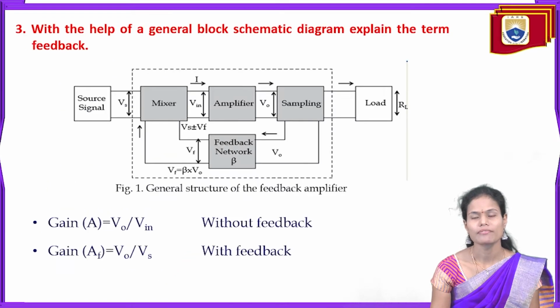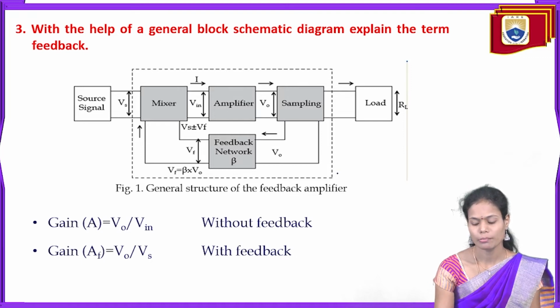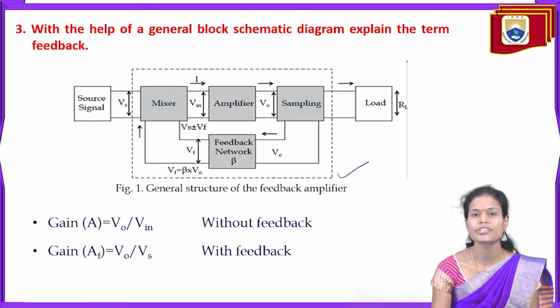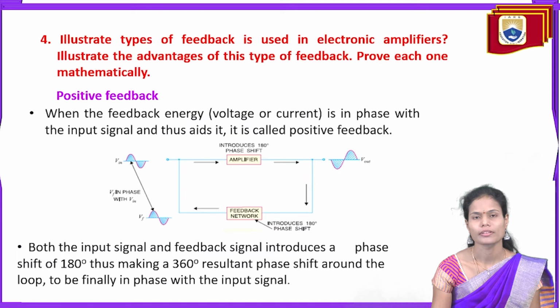Next one is, with the help of a general block schematic diagram, explain the term feedback. So the same feedback amplifier whatever we used in the previous slide, I have considered here. Each and every block of this particular schematic diagram we need to explain in detail, and also we need to calculate the open loop gain as well as the closed loop gain of the amplifier. And next up, illustrate the types of feedback used in electronic amplifiers and illustrate the advantages of each type of feedback. Prove each one mathematically.